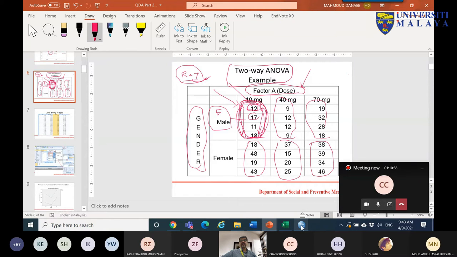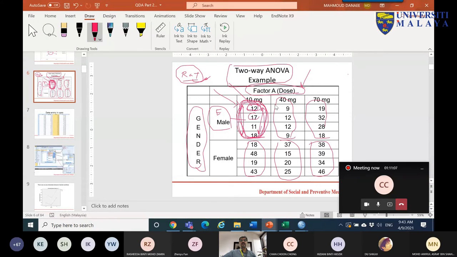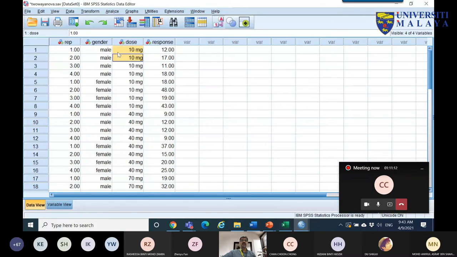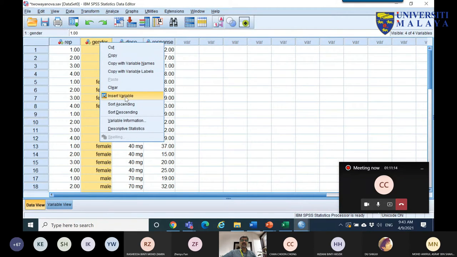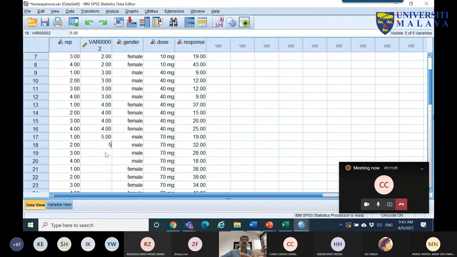Okay, back to our study. So here we have dose and we have gender. Totally, we have 6 groups. So first of all, we have to check the normality for all the 6 groups separately. So then what do I need to do? Okay, better to create another variable here. So this is group 1. This is group 2. This is group 3. This is group 4. This is group 5, and this is group 6.